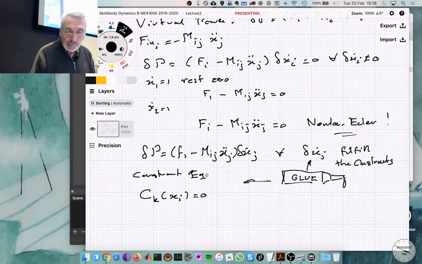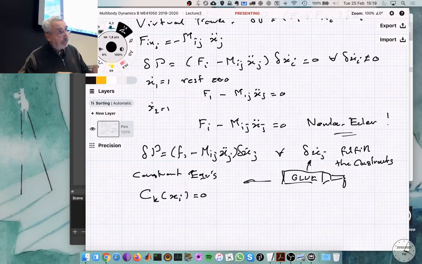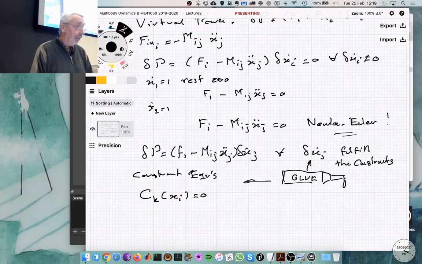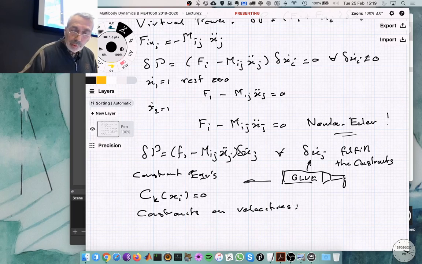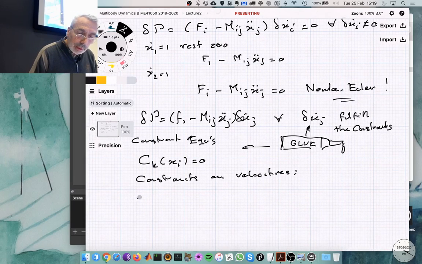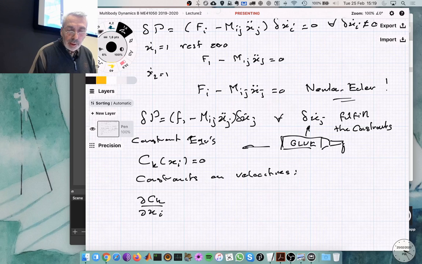And now we have to find some way to make sure that the velocities can follow these constraints. Well, first of all, the constraints are in the positions, so we have to write them down in velocities. But that's easy. Just differentiate, right? So the constraints on velocities become, if you write that out, dc_k differentiated with respect to x_i times x dot i is 0, right?